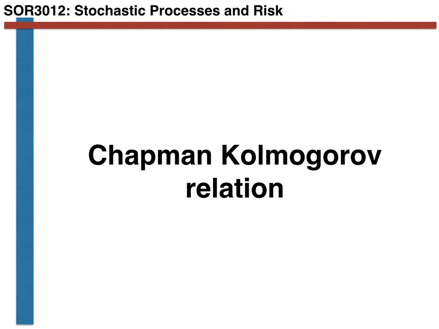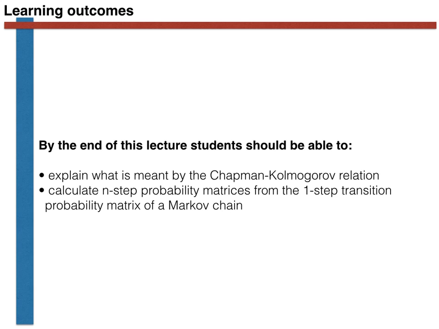Hello, in this video I want to introduce a very important result for Markov chains called the Chapman-Kolmogorov relationship. This sounds horribly complicated, but I hope that by the end of this video I will have convinced you that it really isn't, and that you will be able to explain what the Chapman-Kolmogorov relation states, and that you will be able to calculate n-step transition probability matrices if I give you a one-step transition probability matrix of a Markov chain.